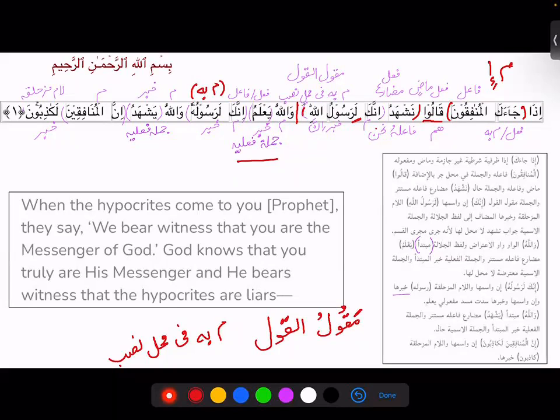Clear? Yes. Okay, now moving on. Wallahu yashhadu, He testifies, innal munafiqina lakadibun. So still now Allah's words are going on here. So Jumla Ismiya again. Wallahu is mubtada.